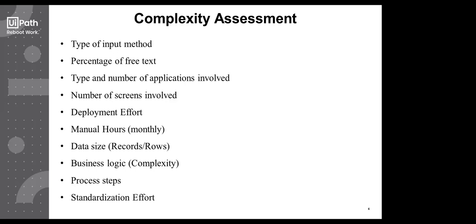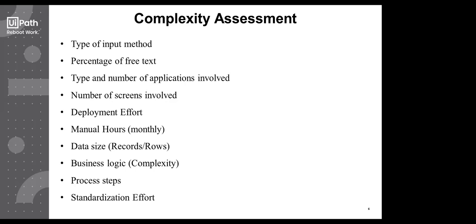Then manual hours monthly, that is, how many manual hours the person who was processing or operating this whole process earlier, before automation, used to spend on the process monthly. The data side, that is records in rows, daily or weekly or monthly, it is up to you what figure you take. What is the data size: you will get 100 records to be processed daily, or 1,000 records to be processed weekly, or the process has to run only once a week or once a month. So that is all counted while assessing the complexity.